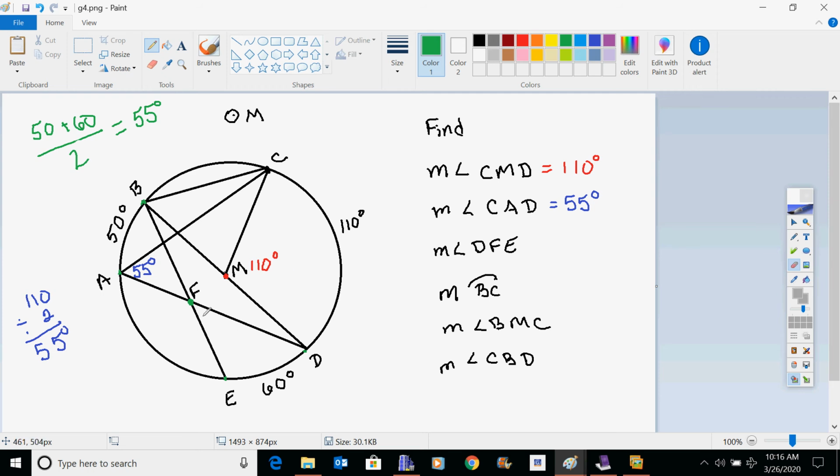It does not have to match any of the other things. It just happens to in this case because I added these two, divided by 2, and got 55. So just be careful on that.